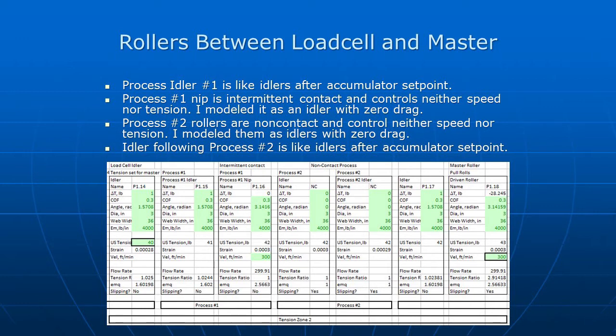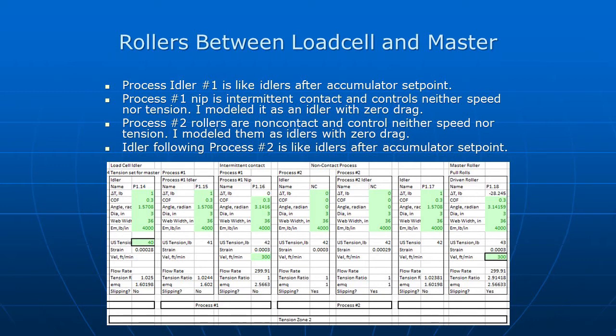Process nip number 1 in this case was an intermittent contact, and in this case it was very brief contact. It has no permanent effect on tension or strain or web velocity. So it's not really controlling the tension. So I just modeled it as a 0 delta T.